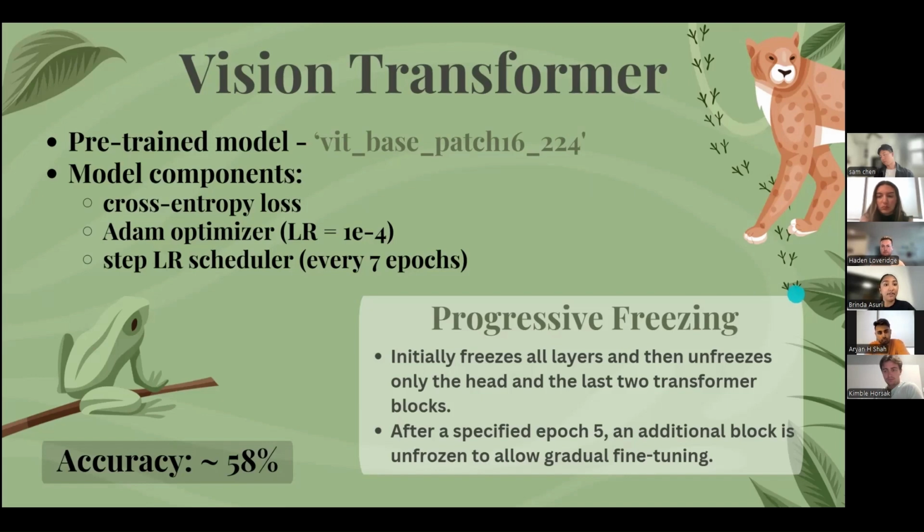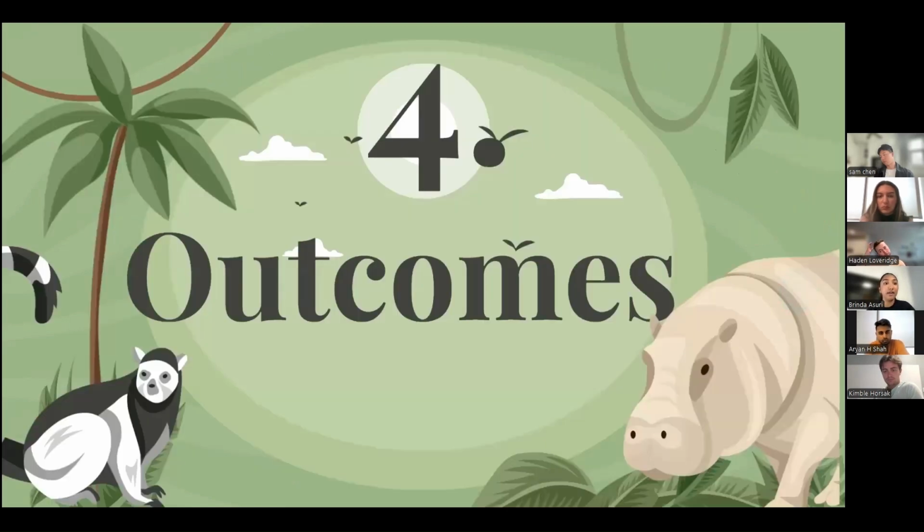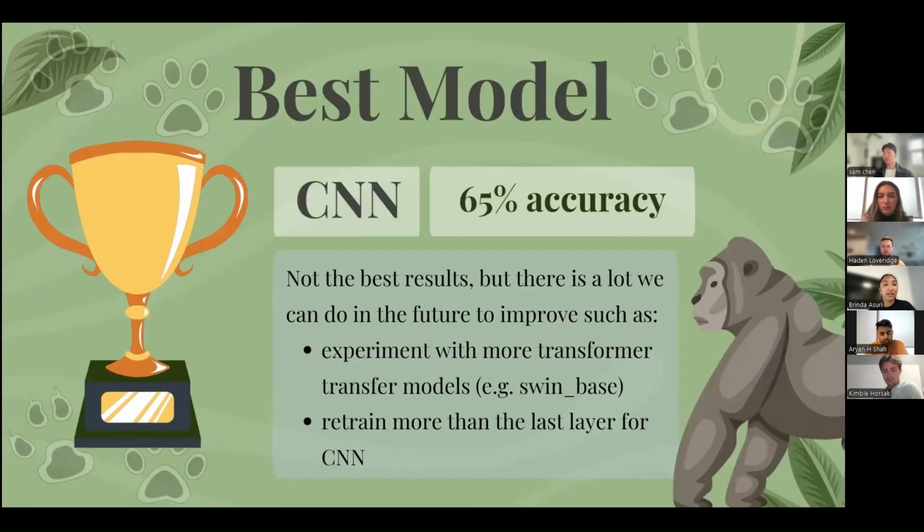But all in all, on the next slide, we can go into our outcomes, and we can see that our CNN had the highest accuracy. Not the greatest results, but given what we had to work with in our data set, it's the best that we could do. Perhaps in the future, we could implement more transfer models, as well as retrain the last layer for our CNN, freezing, or just experiment with more hyperparameters in general. And with that, I'll pass it off to Sarah.